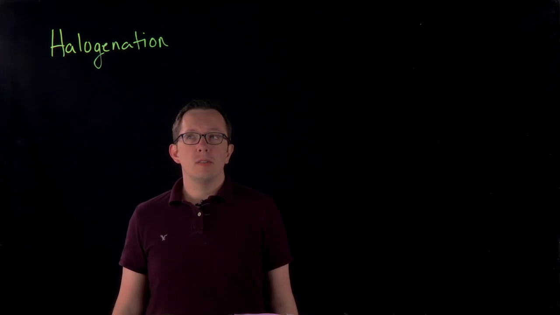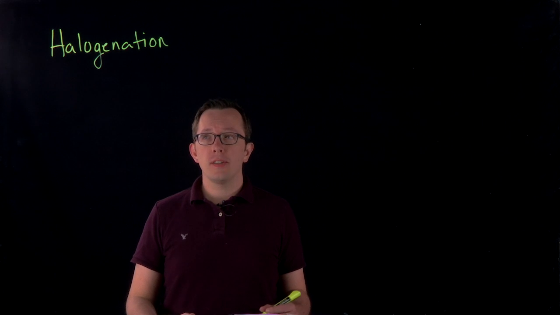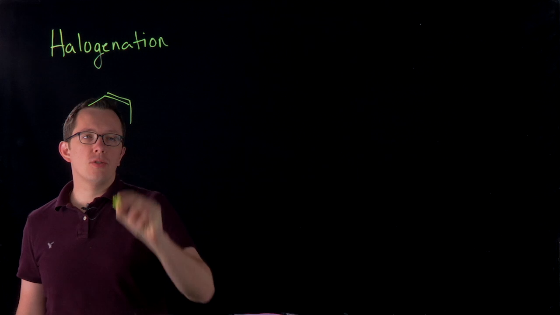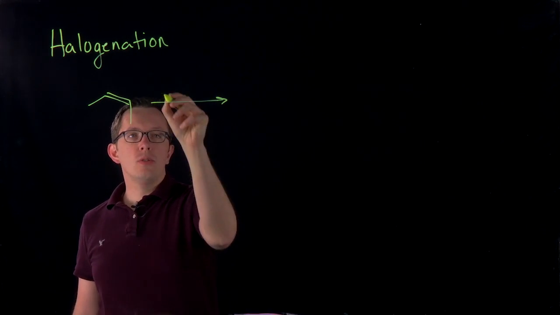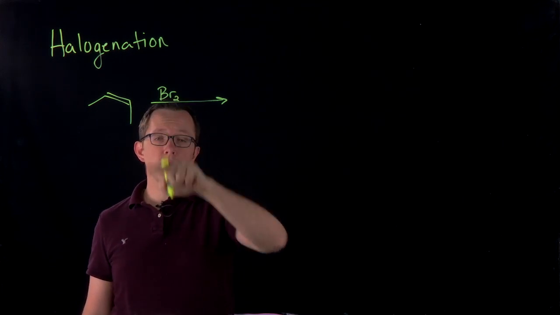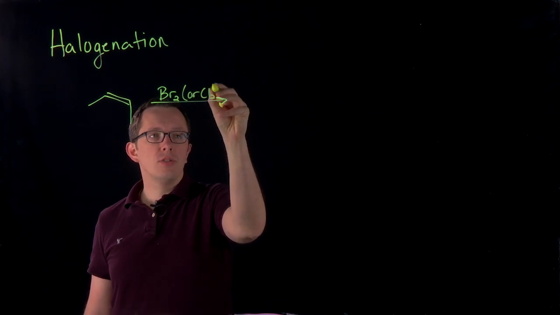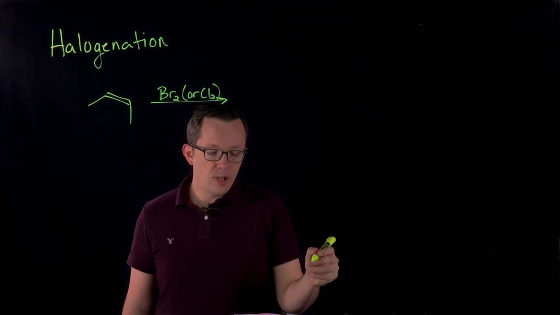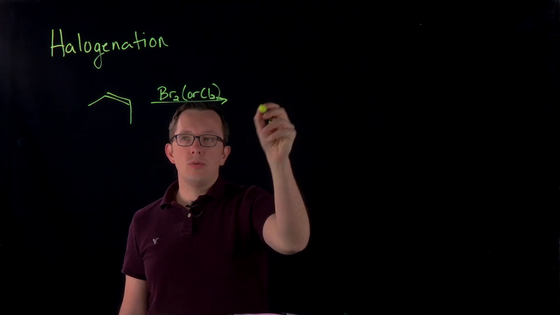The first reaction we're going to talk about for additions of alkenes is going to be the halogenation reaction. So we're going to start out with a simple alkene structure. And in the halogenation reaction, we're going to use a halogen such as Br2. We could also use Cl2.